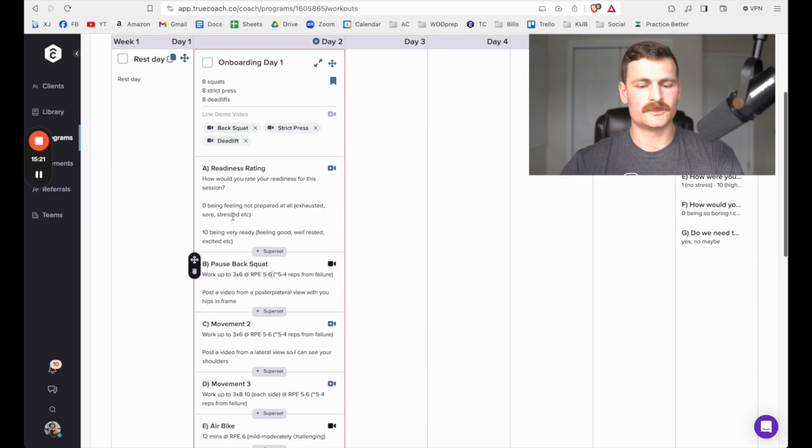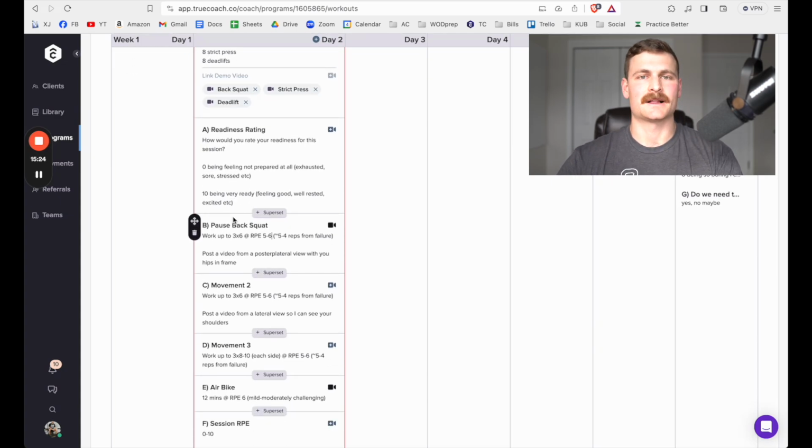Now, I call this onboarding week a week to get acclimated, or to acclimatize, to training in general. And so the volume is generally pretty low and the intensity is generally pretty low until I can get a feel for how this whole week goes. So I'll generally put work up to 3 sets of 6 at RPE 5 to 6. And then I'll also cue them to do a video. For them, I'll say a posterolateral view with the hips in frame. Now, ideally, their entire body would be in frame, but sometimes it doesn't work out that way.